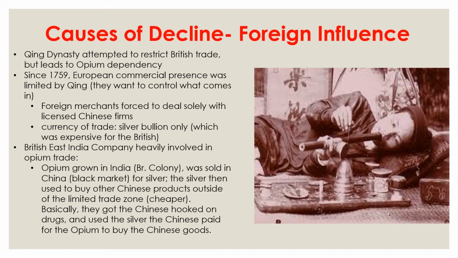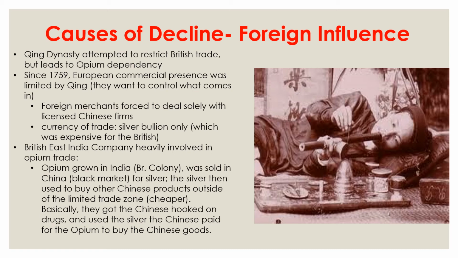Now, the Qing dynasty had ruled in China for quite some time, and they had attempted to restrict British trade in the region in the 18th century. They wanted to reduce the amount of British influence by only allowing the British to trade in certain parts of China. Certain ports were open to British trade, but they were only allowed to trade in these ports, and they were only allowed to purchase Chinese goods using silver bullion.